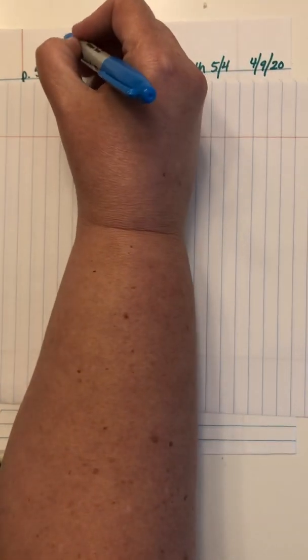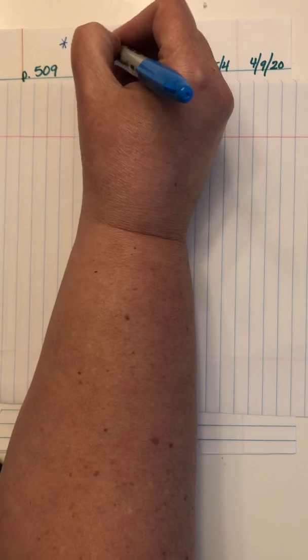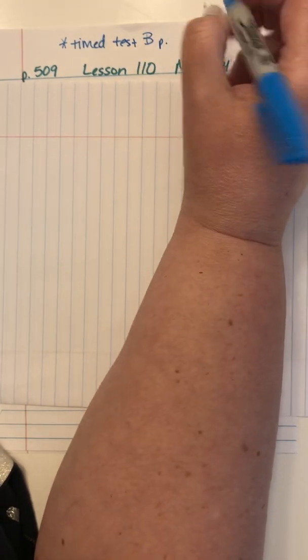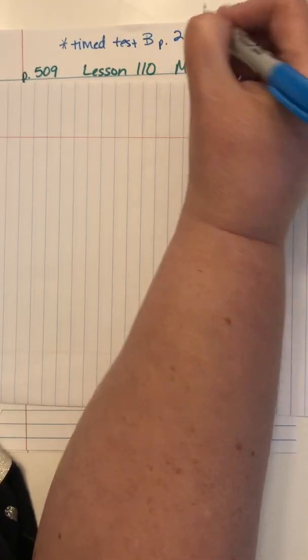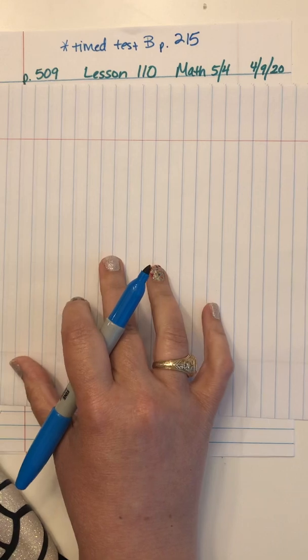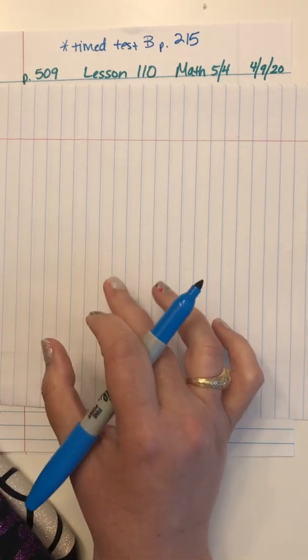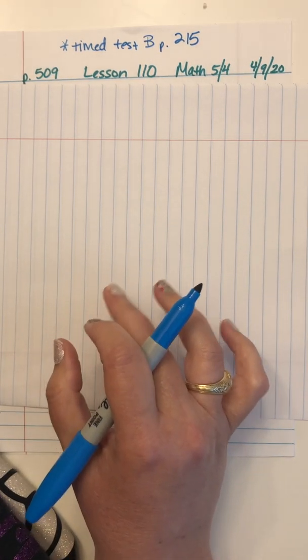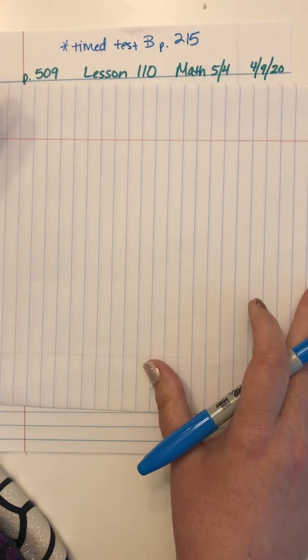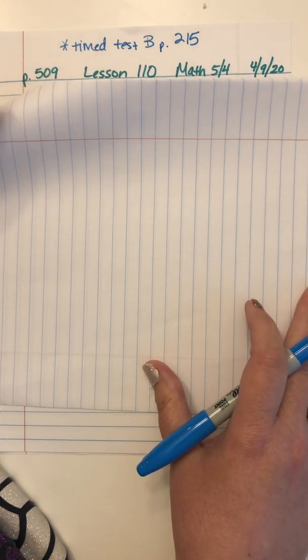You have a timed test B to do, which is on page 215 of your test and worksheet book. So you can do that now and have your parents check it, and we'll get started with the lesson.